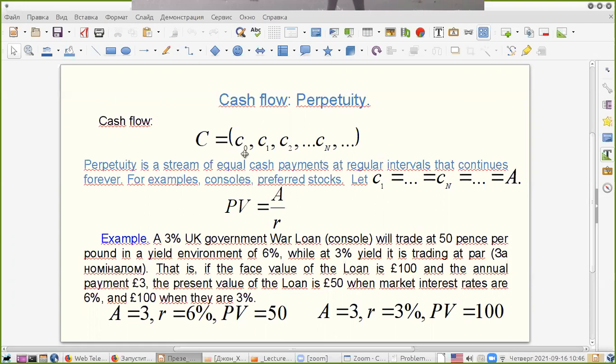So it is a stream of A, and so on. And how can we find the present value? So how much can we, for example, deposit so that we have the possibility every year to have the value A at the end of every year forever? What is the present value?